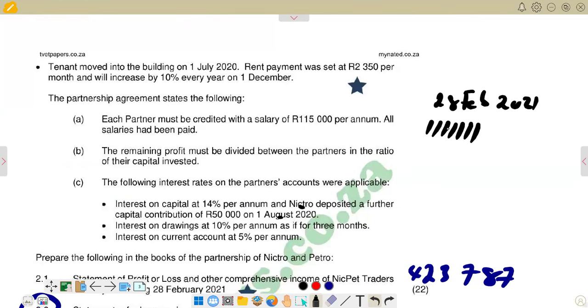1, 2, 3, 4, 5, 6, 7. So it's supposed to be 7. So what does it mean? It means this 50,000, I was in the business for 7 months. So we're going to make a proportion of 7 months. So we're going to say times 7 over 12.